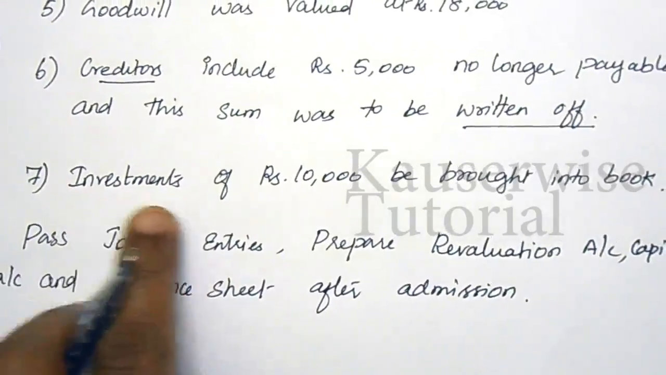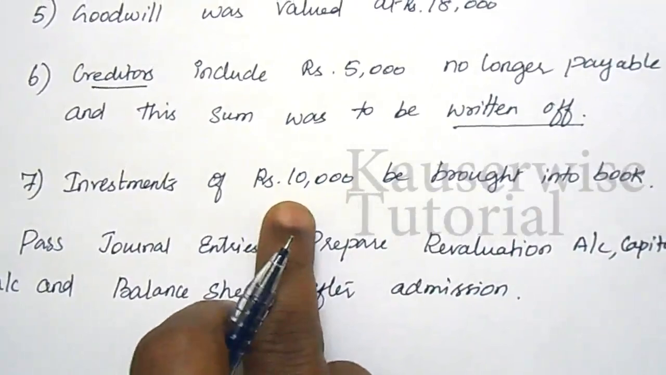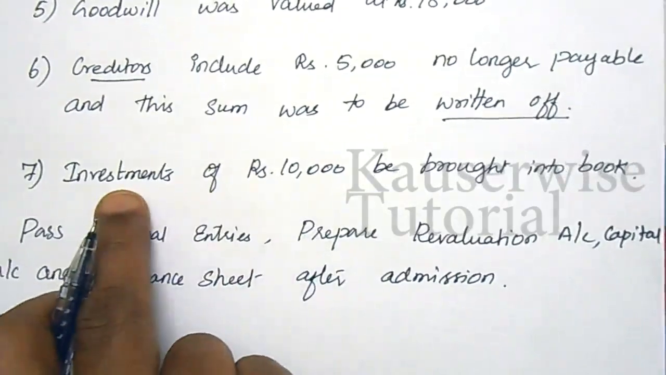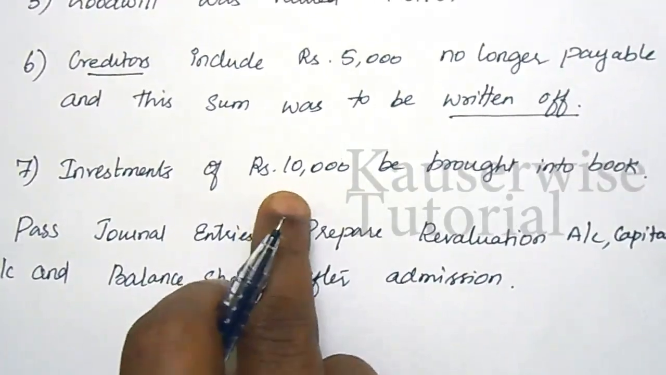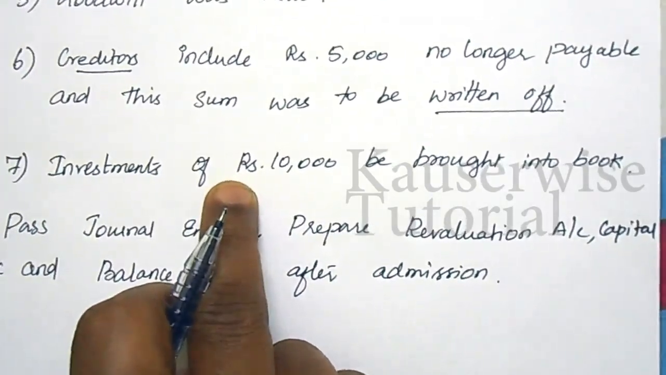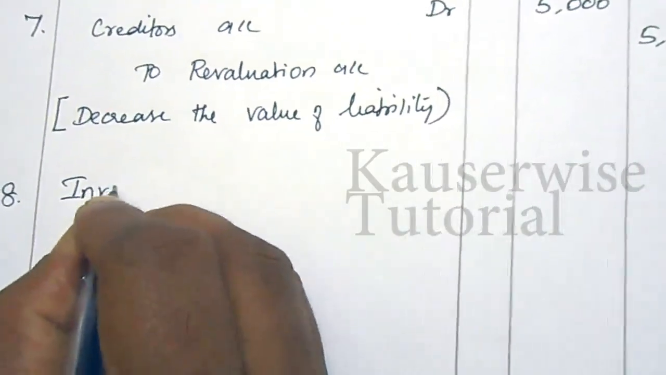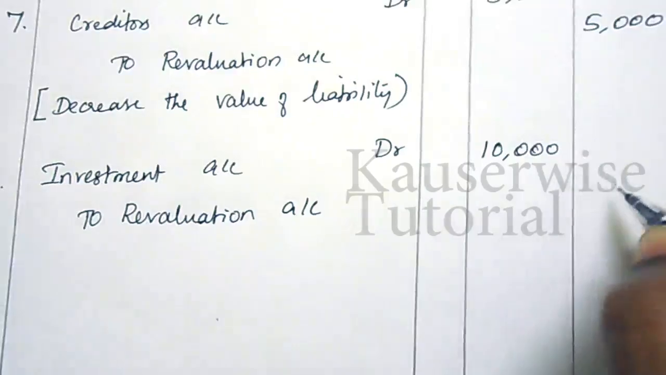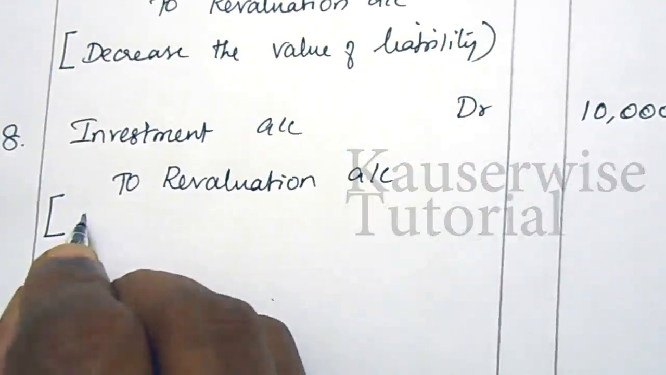Next adjustment. Investment of rupees 10,000 to be brought into account. That is an unrecorded asset, and now they are going to record it. So it is a gain for the partners, because investment is an asset. When we enter an asset, it's a gain for the partnership firm. So the entry is investment account debit to revaluation account, 10,000. Narration: Investment brought into account.